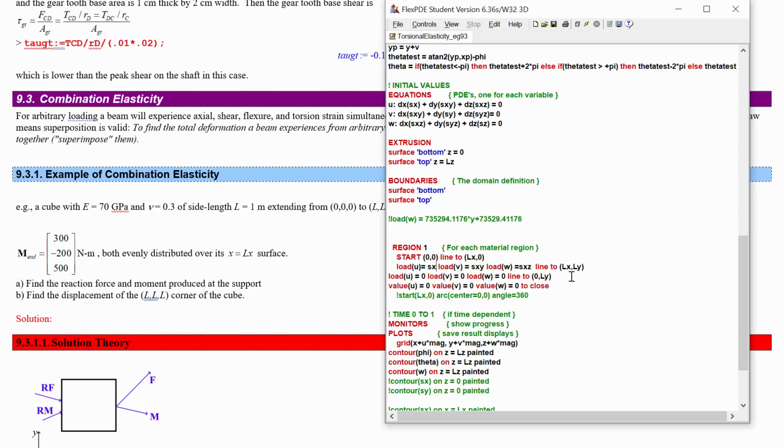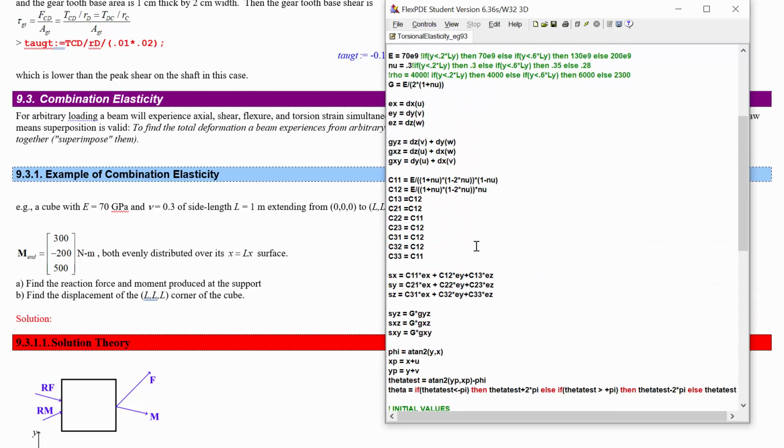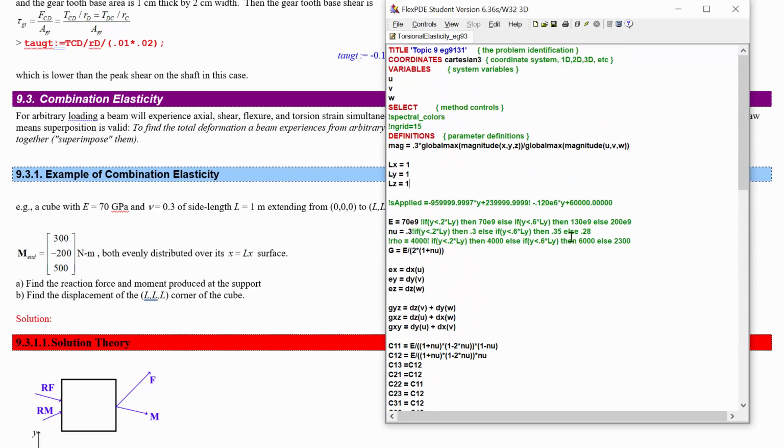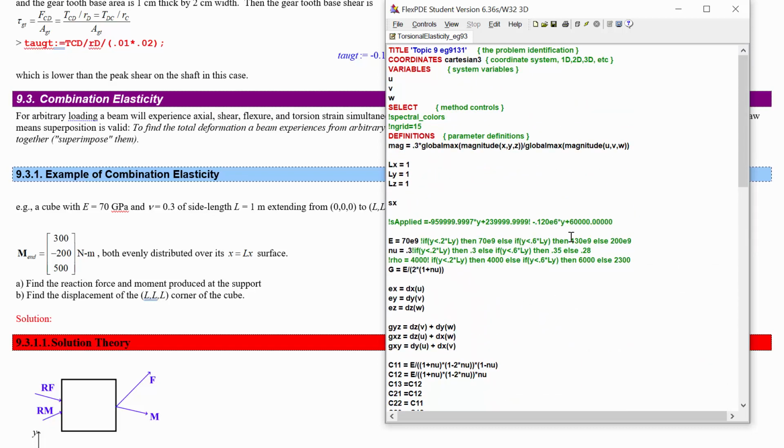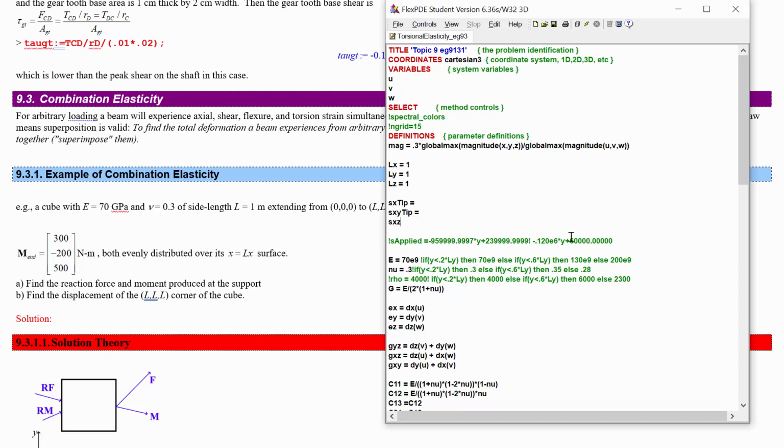But let's just say that the stress there is Sx tip, Sxy tip, and Sxz tip. Then we need to define what those things are up here in the definition section. So we'll say Sx tip equals, figure out what that is, Sxy tip, figure out what that is, and Sxz tip, and figure out what that is.